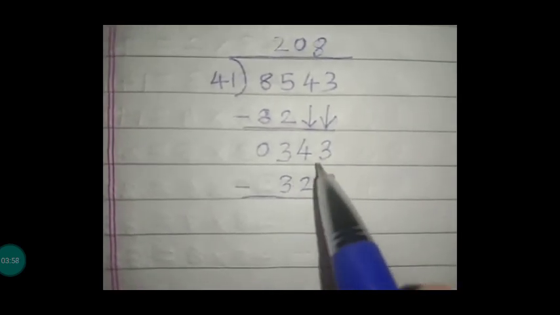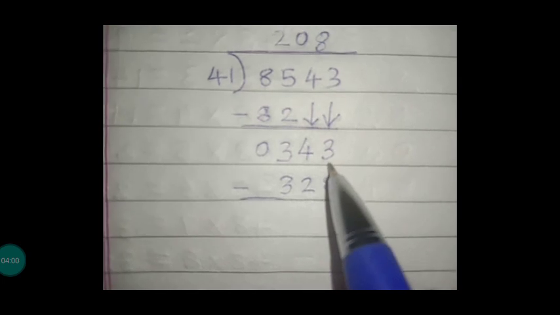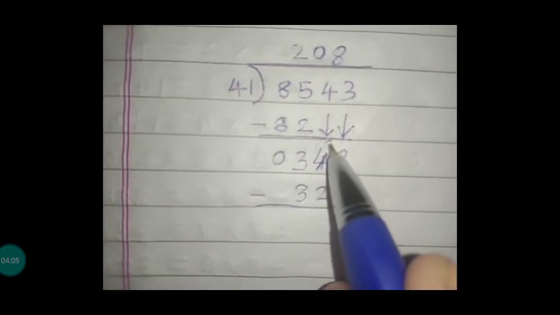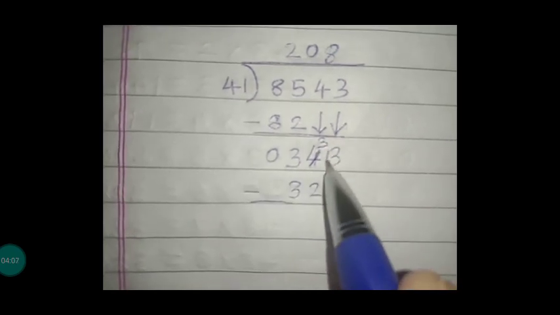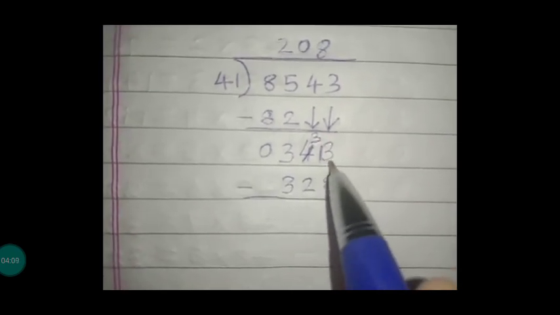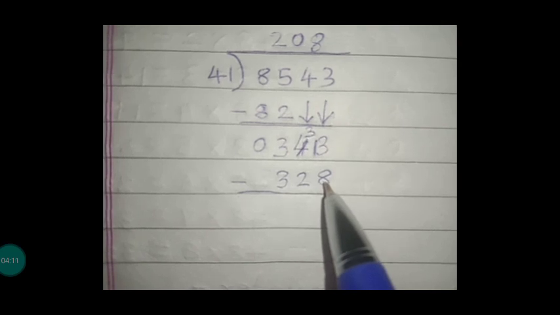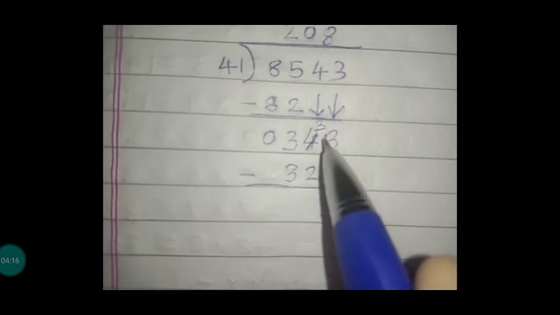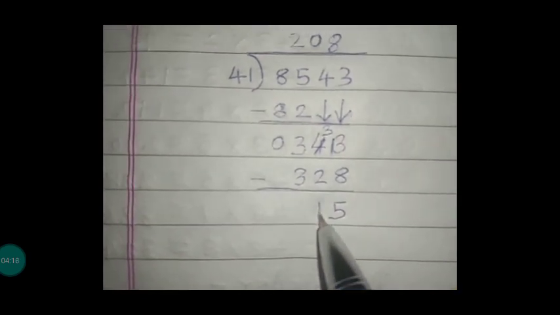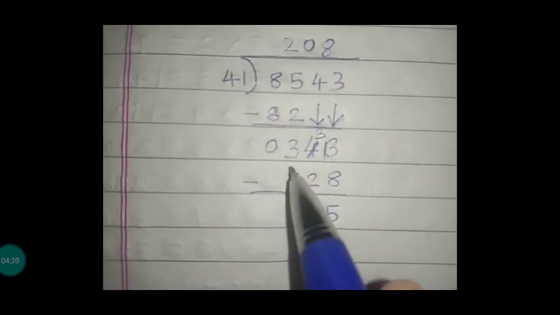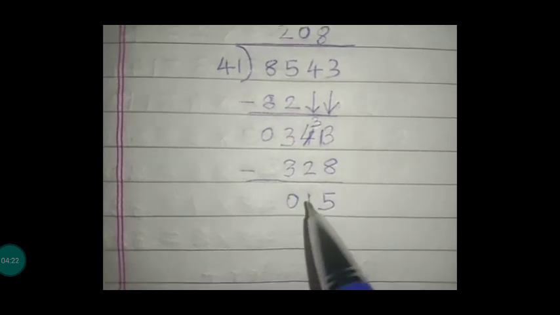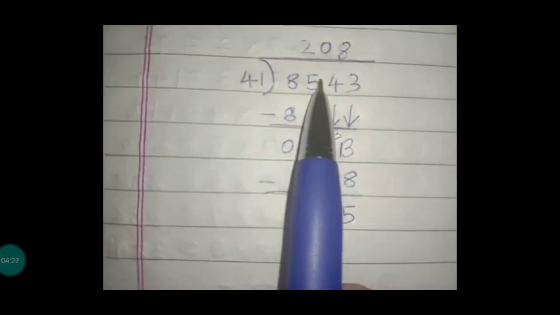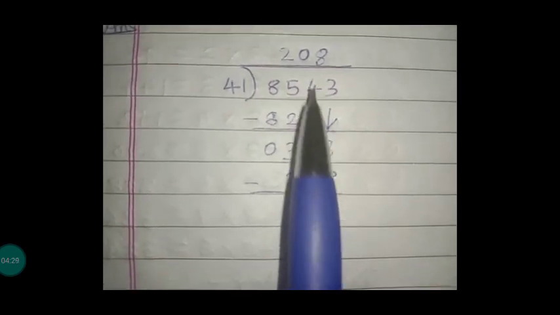We cannot subtract 3 minus 8, so we need to borrow a number. So from 4 we will borrow 1, so the number remaining will be 3, and here the number I will get will be 13. So 13 minus 8 is 5. 3 minus 2 is 1, and 3 minus 3 is 0. So the remainder is 15, and the quotient is 208.